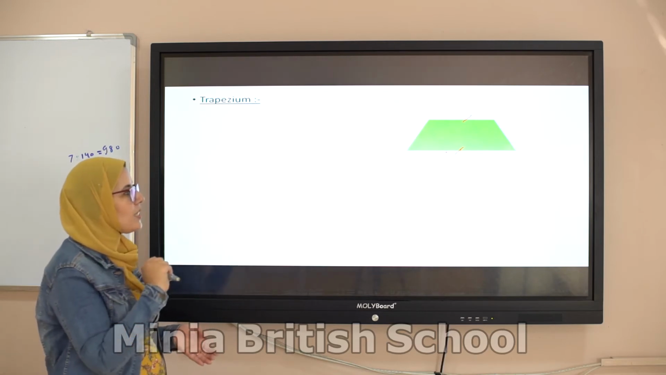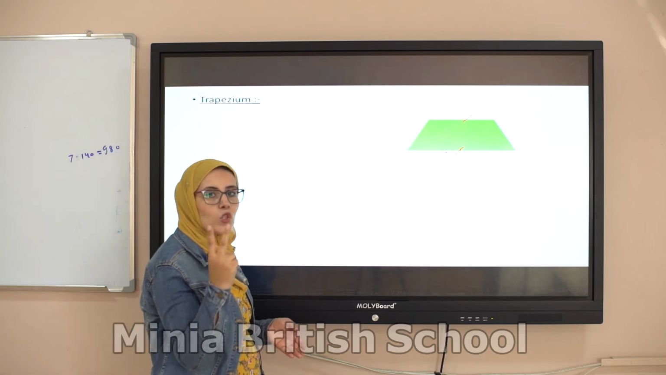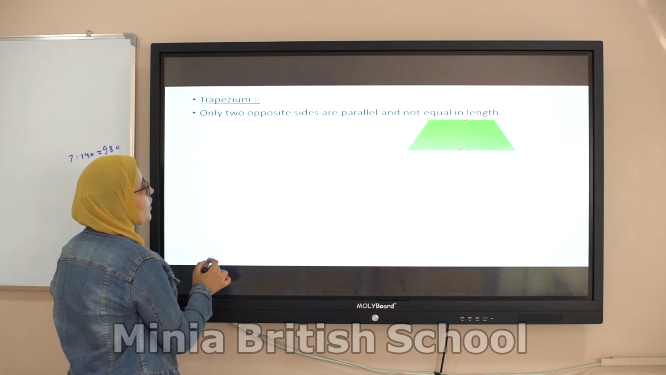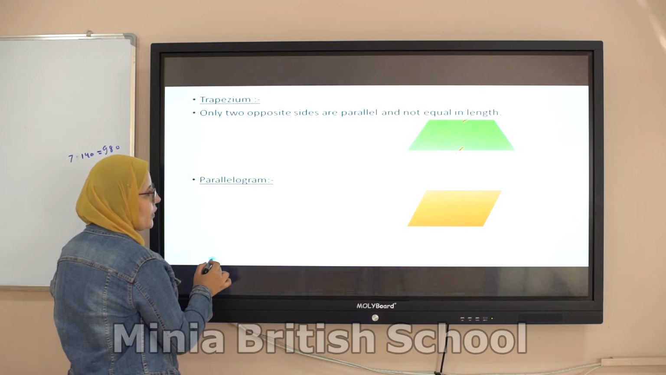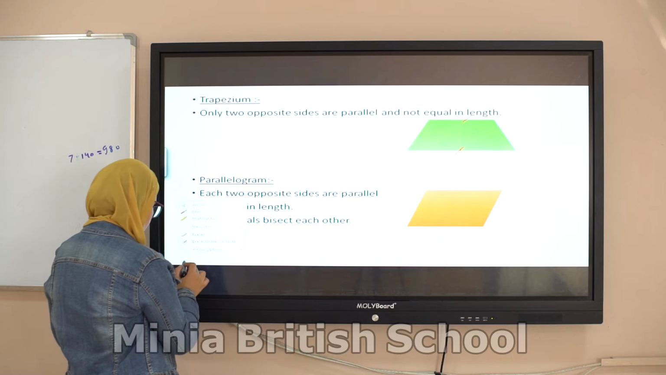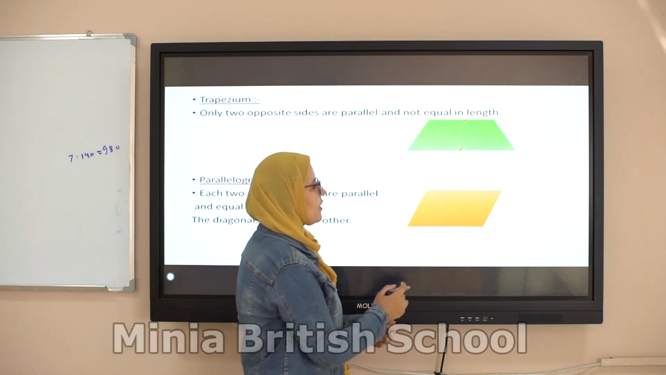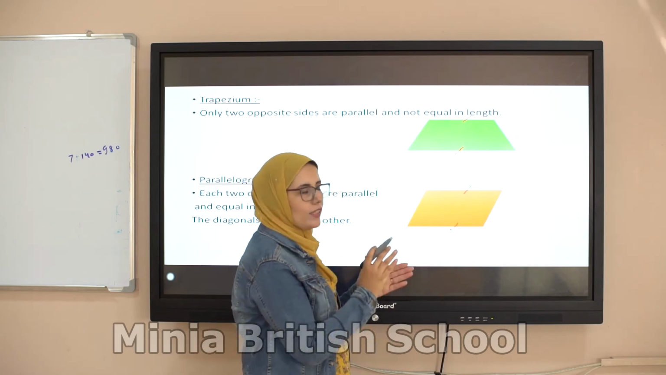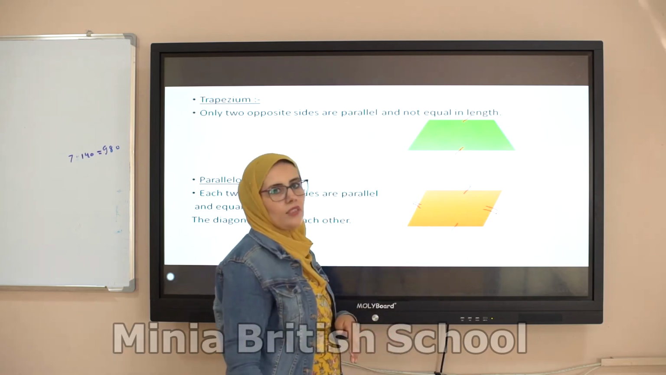So in this trapezium, you have to know that only two opposite sides are parallel and not equal in length. What about the parallelogram? In a parallelogram, each two opposite sides are equal in length and parallel. Here, this is parallel with this and equal in length, and this side is parallel with this side and equal in length too.